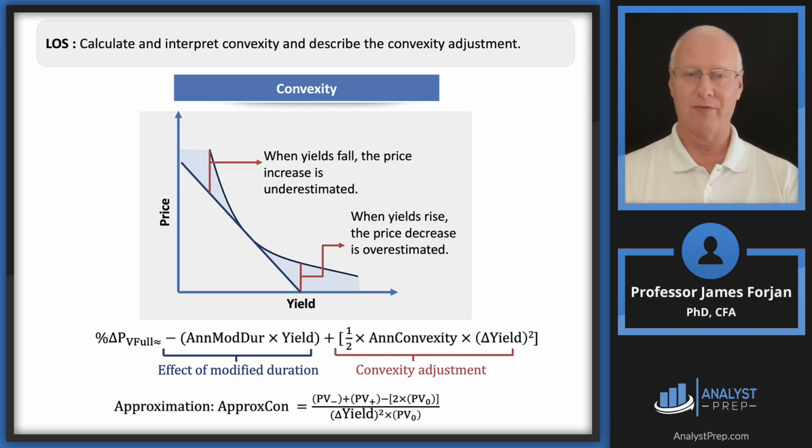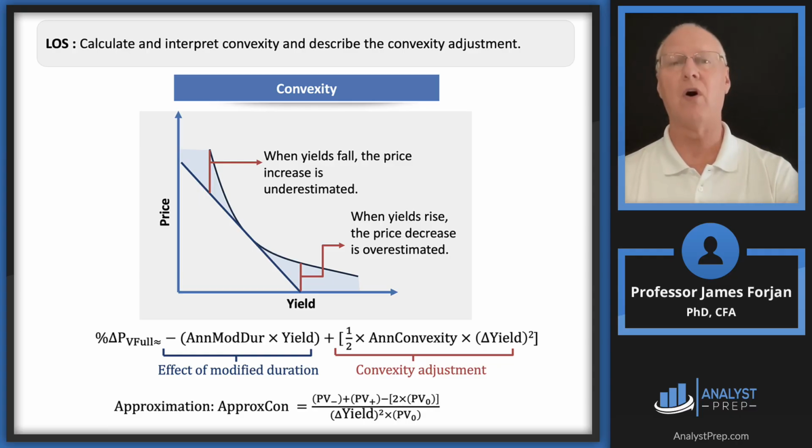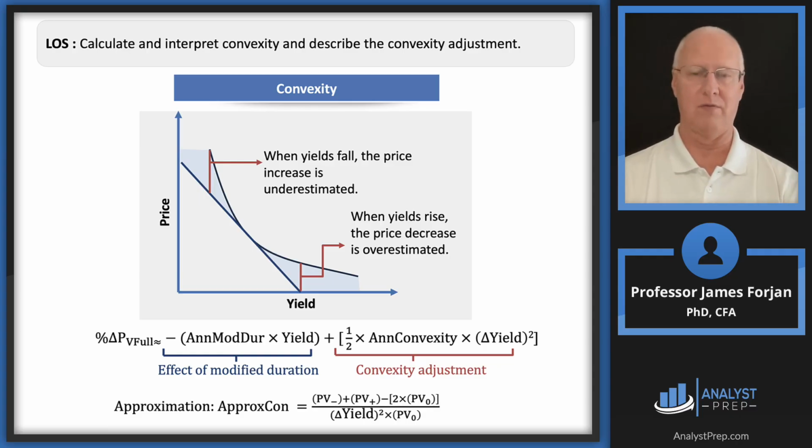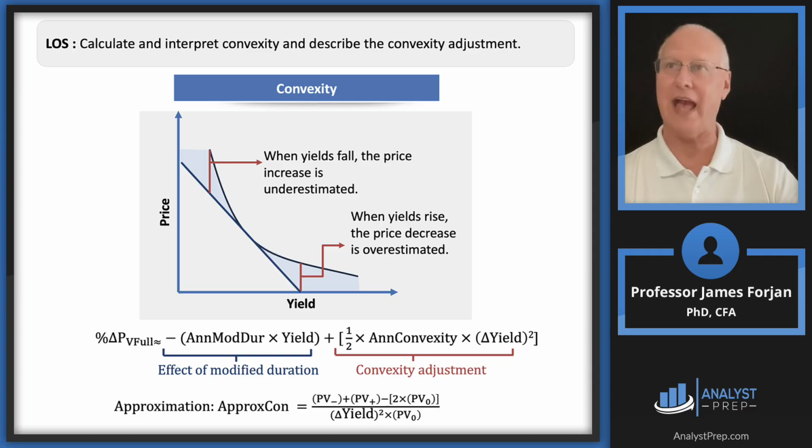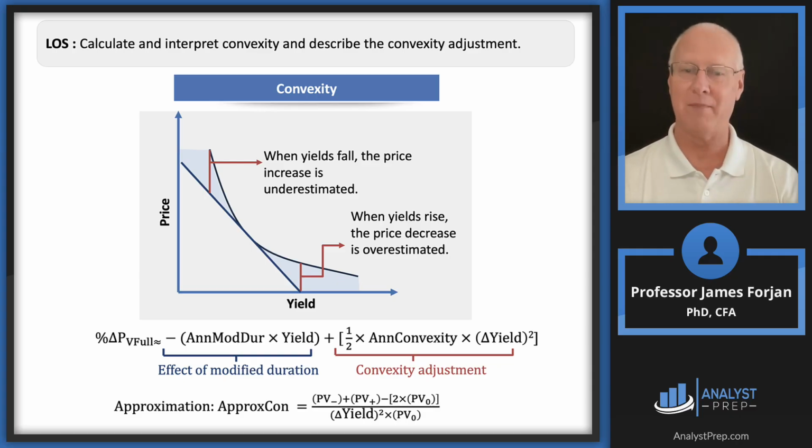So notice when yields fall, this is good news for a bond, but duration doesn't capture all of the good news. But when yields rise, this is bad news for investors, but duration doesn't capture some of the good news in the bad news falling. Did I say that correctly? I think I did.